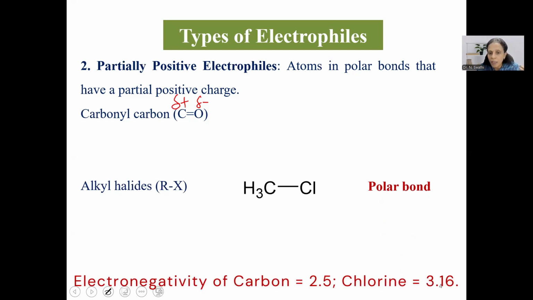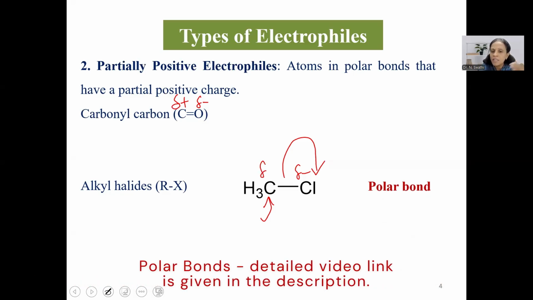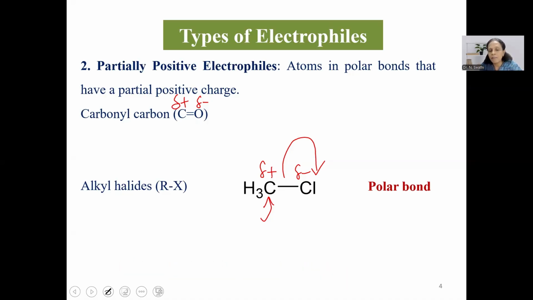Chlorine is more electronegative when compared with carbon. So that is the reason this bonded pair of electrons will be more attracted towards chlorine. Hence the chlorine gets the partial negative charge, while the carbon, because the pair of electrons is moving towards chlorine, becomes electron deficient. That is the reason the carbon holding the halogen becomes electron deficient, hence it gets partial positive charge. So the carbonyl carbon in carbonyl compounds and the carbon holding the halogen in alkyl halides are the examples of partially positive electrophiles.